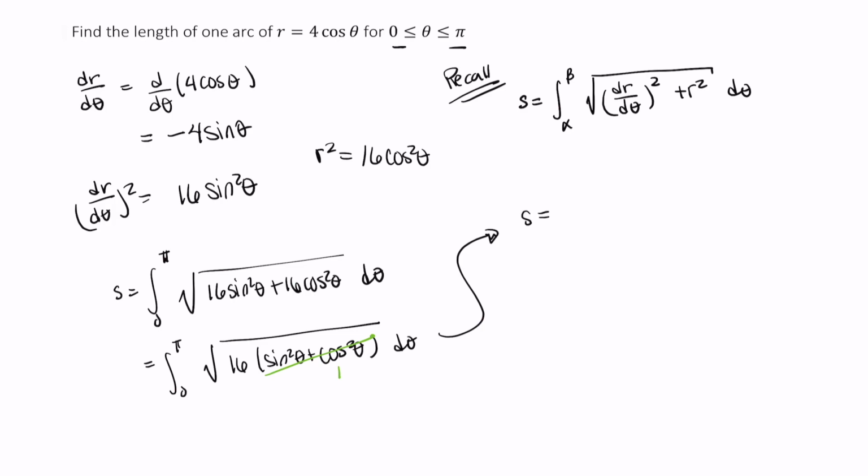So what do we end up with? That's the integral from 0 to pi of the square root of 16, which is 4, d theta, and that's equal to 4 theta from 0 to pi, or just 4 pi.